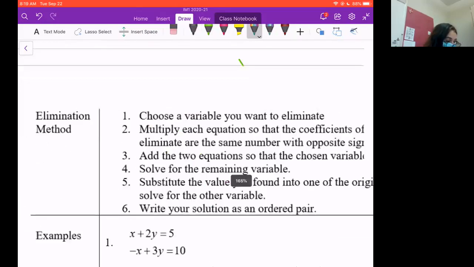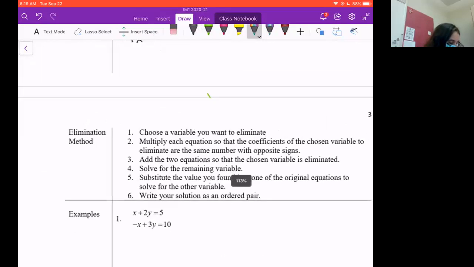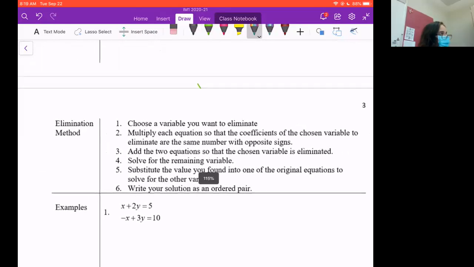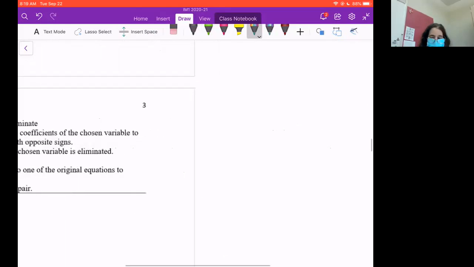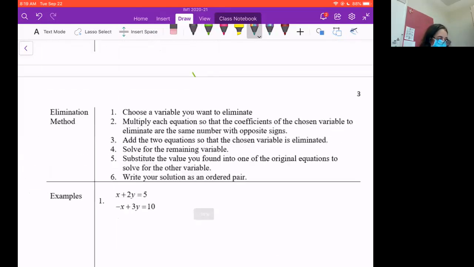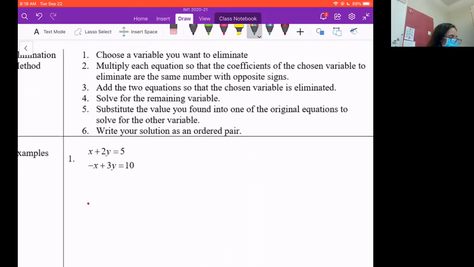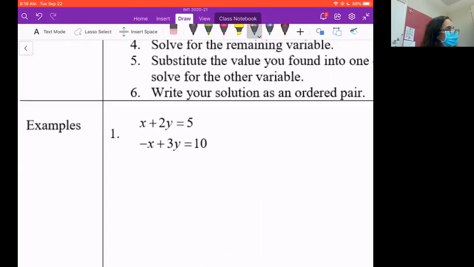However, there is a third and final way to solve a system, and that third and final way is called elimination. The way elimination works is, let's take this system right here. I have x plus 2y equals 5, and I have negative x plus 3y equals 10. Now, if I take my first equation, x plus 2y equals 5.